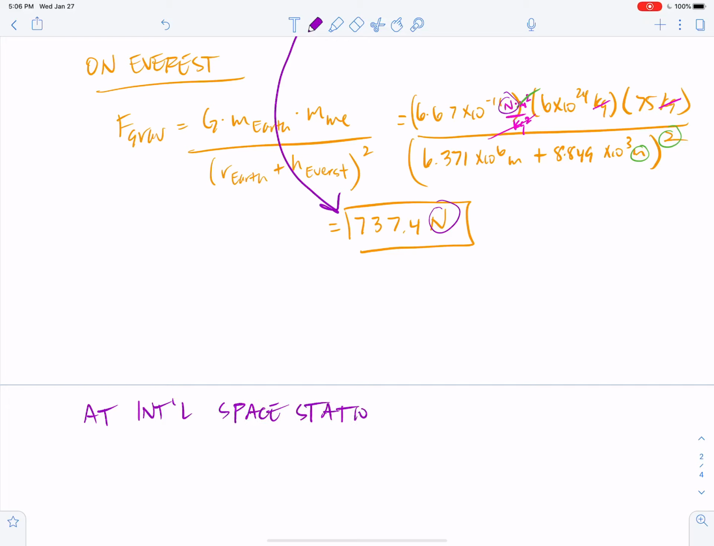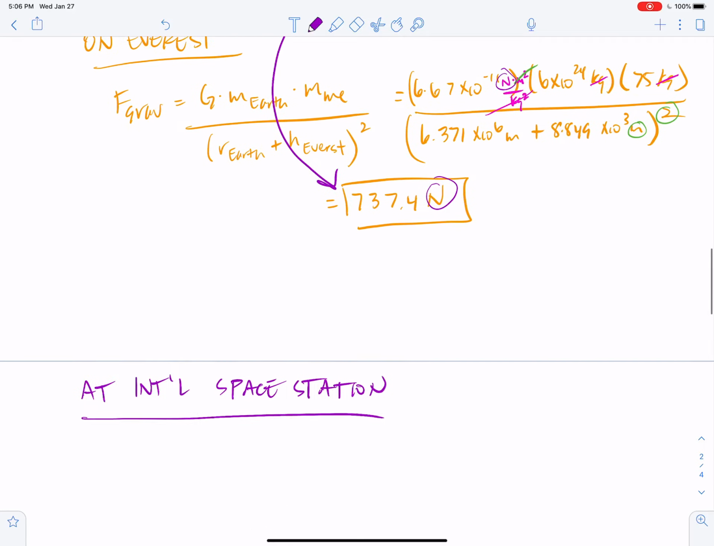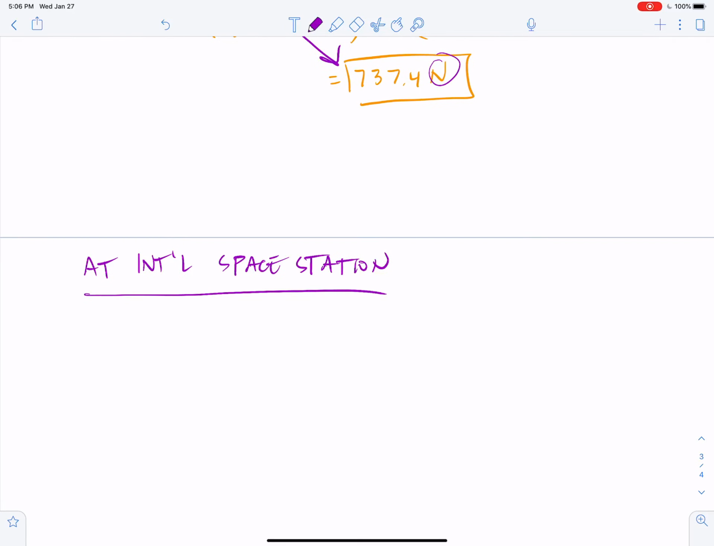Now we're going to move quite a bit higher. Okay, Everest is only about 30,000 feet above sea level, which is 8.8 kilometers. But now we're going to go up to the International Space Station, which is in low orbit above the Earth, but it's orbiting at an altitude of 350 kilometers.